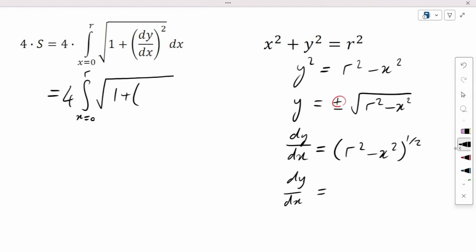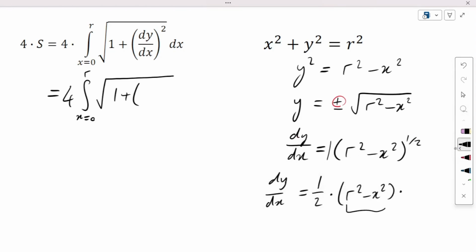We use the chain rule. Now when we're using the chain rule, we multiply the coefficient here by a half, which is the exponent, so it's a half multiplied by the inside of the bracket. We keep the same here, but now we multiply it by the derivative of the inside. Now the derivative of r squared, because it's a constant, is equal to 0, and the derivative of negative x squared is equal to negative 2x.